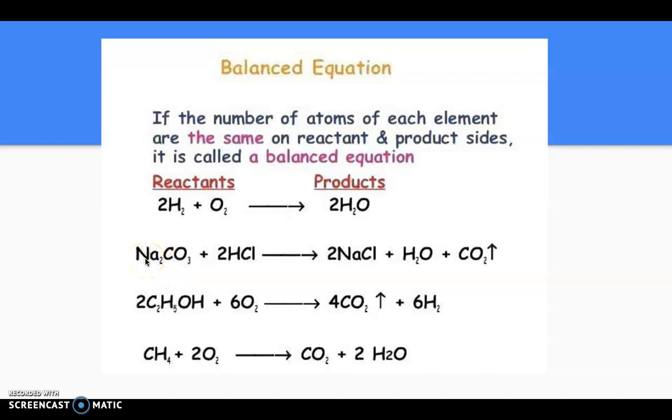2 sodiums. There is no coefficient here at all. There's no subscript behind this C. So this C only accounts for 1 carbon atom. 3 oxygens. Okay, now let's distribute this 2. 2 hydrogens, 2 chlorines. All right, so we're looking for the other side, 2 sodiums. That's the case. We're also looking for 2 chlorines, also the case. All right, let's check our hydrogens. 2 matches up here, 2 as well.